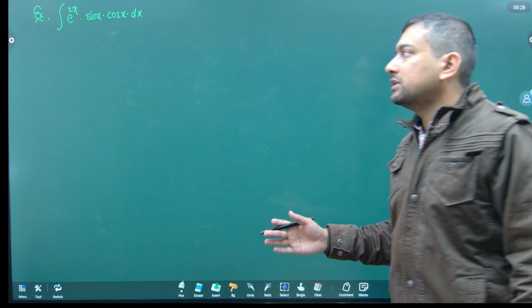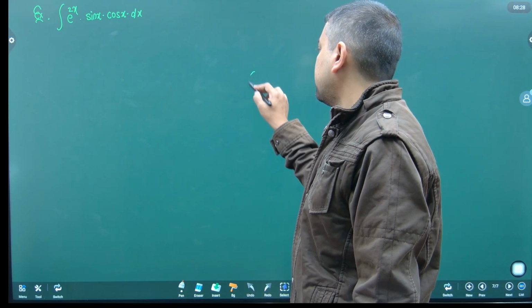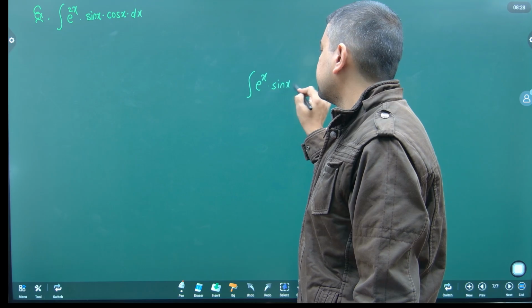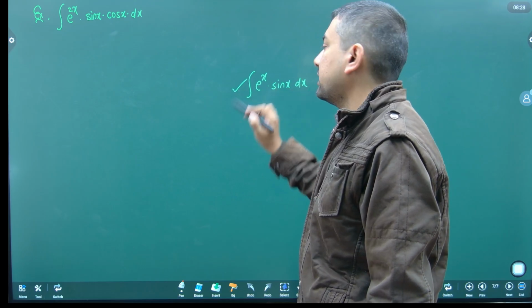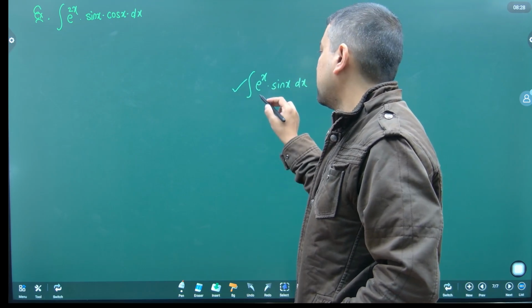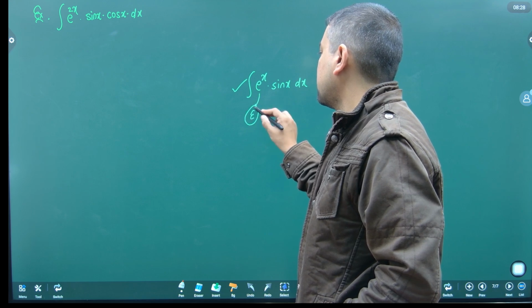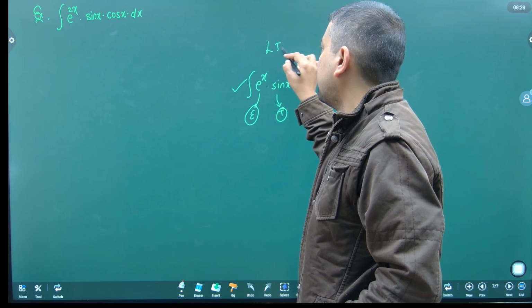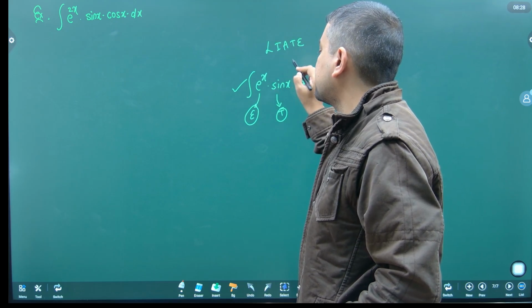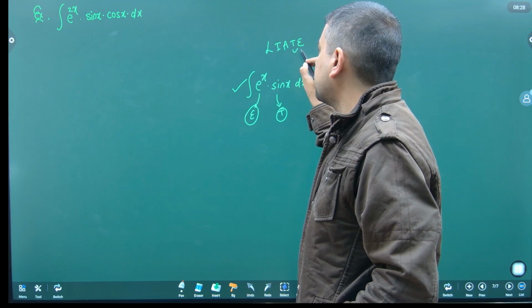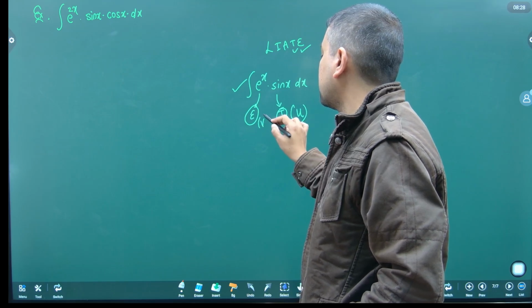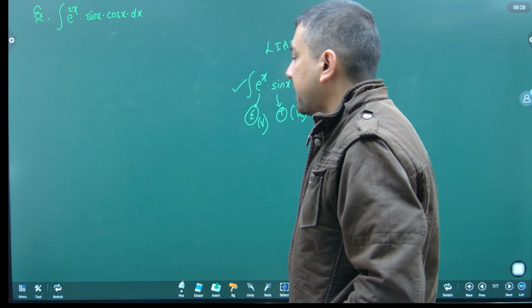See, we have not solved this example previously, but definitely we have solved such type of example, right? This you can solve by u into v. This is your exponential function, this is your trigonometric function. So according to LIATE, what comes first? Trigonometry comes first, then exponential. This becomes your u, this becomes your v, correct?